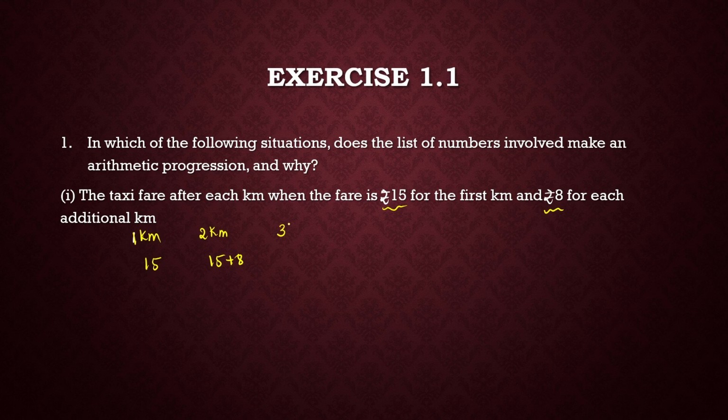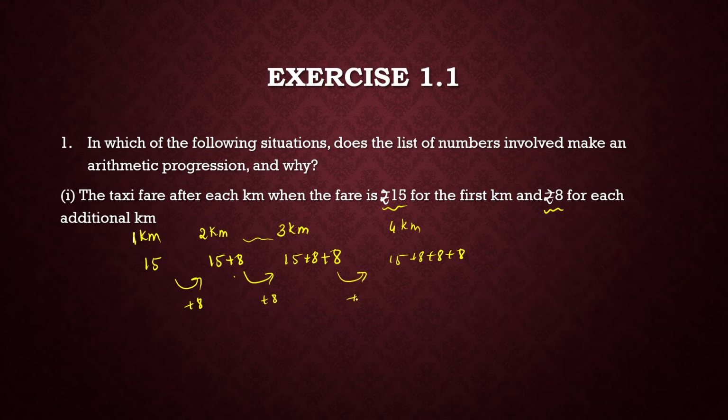Now if I have to travel 3 kilometers, then for the first 2 kilometers it's the normal 15 plus 8, and for just 1 more kilometer you will have to pay again 8. So for the fourth kilometer it becomes 15 plus 8 plus 8 plus 8. Here if you observe, in this case I'm just adding 8, here again I'm adding 8, and here again I'm adding 8.